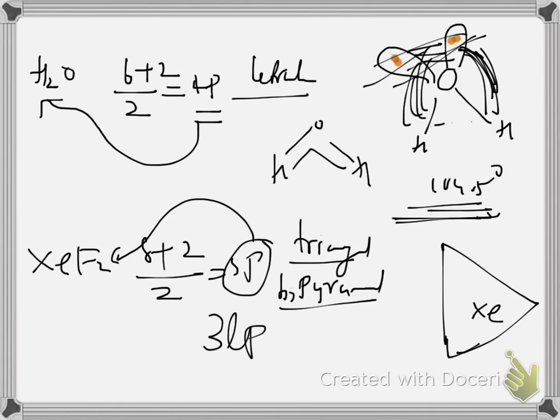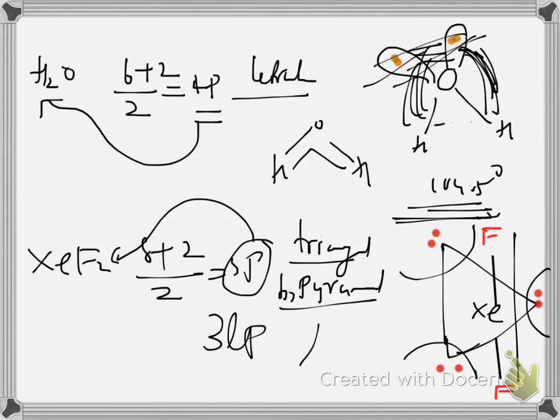Lone pair. Where to draw the lone pairs? Here one lone pair, here one lone pair, here one lone pair, and one fluorine here and one fluorine here. Actually the shape is this one. Without considering the 3 lone pairs, we have only this one, that is linear shape.